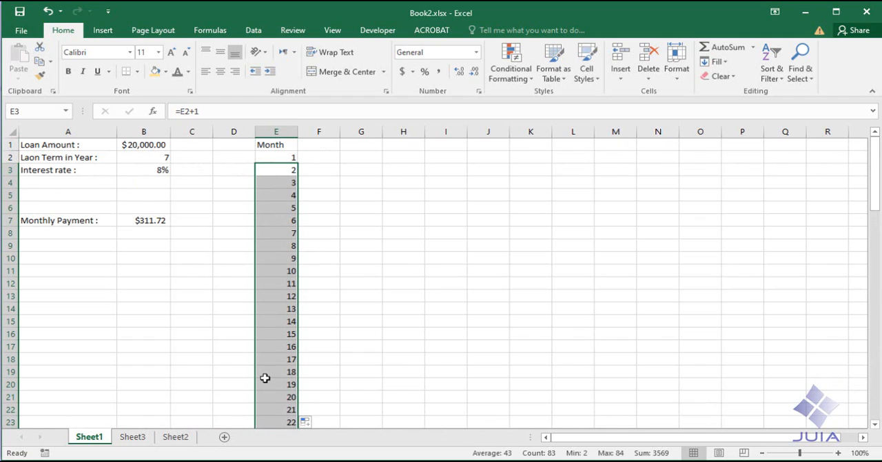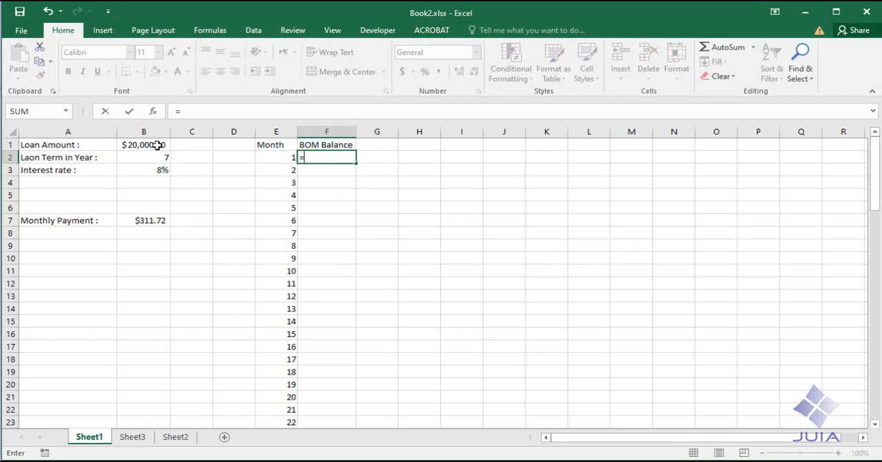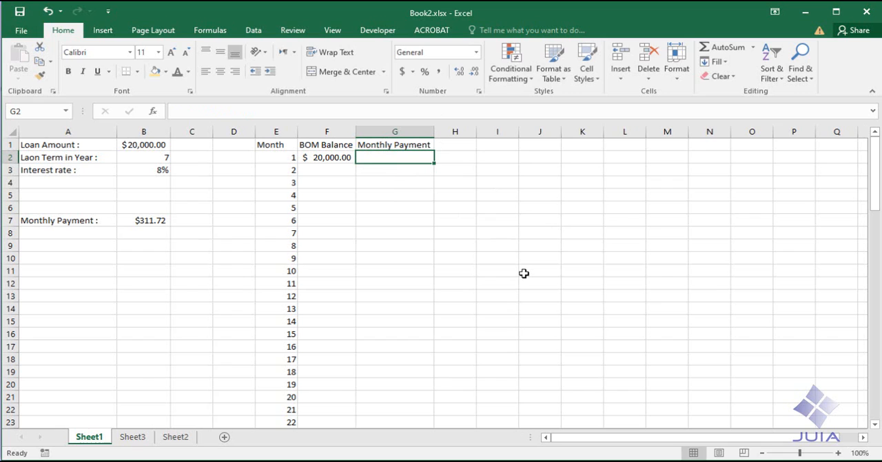Seven years is going to be 84 months. The next column is going to be the beginning of month's balance. So the start balance is the total amount you're going to borrow, so it's 20,000, and the monthly payment is the fixed amount of this figure. We just lock this figure as it's going to be constant for all months.